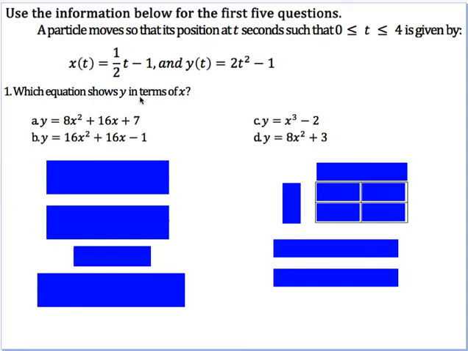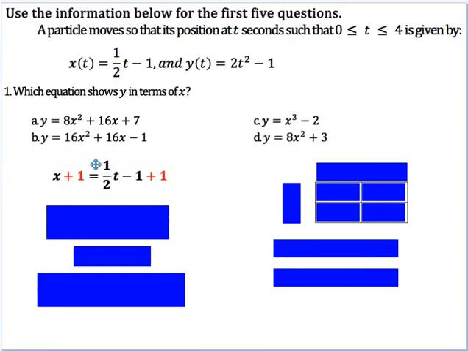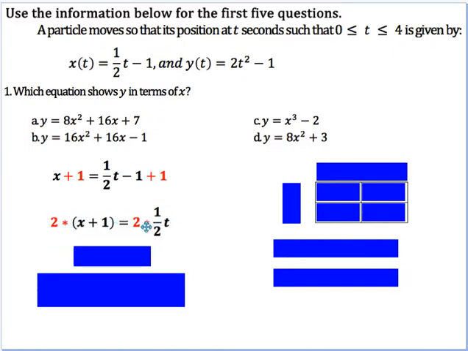So we want y to be by itself. If you notice, all your answer choices have y by itself, and we want to get rid of the t. So we want to eliminate our t value. Because we want y by itself, we want to take the x formula and solve for t. Okay, so we take our x formula right here. First, we want to add 1 to both sides to get rid of this negative 1. And then we're going to multiply both sides by 2 to get rid of this 1/2. When we do that, we get t equals 2 times x plus 2.